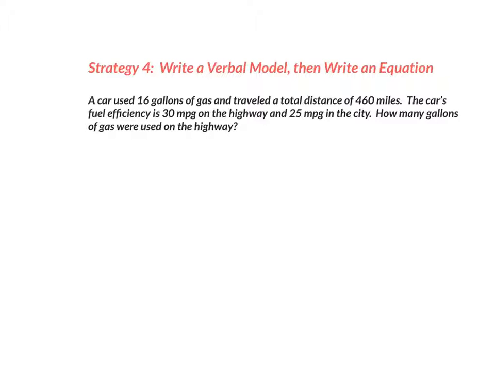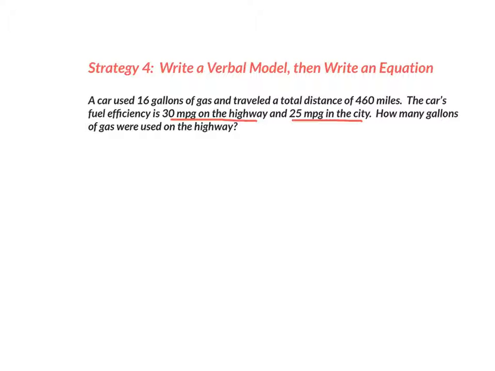Okay, it says a car used 16 gallons of gas and traveled a total distance of 460 miles. The car's fuel efficiency is 30 miles per gallon on the highway. So if you're on the interstate or whatever, getting 30 miles a gallon. If you're in the city, stop and go, just 25. How many gallons of gas were used on the highway?